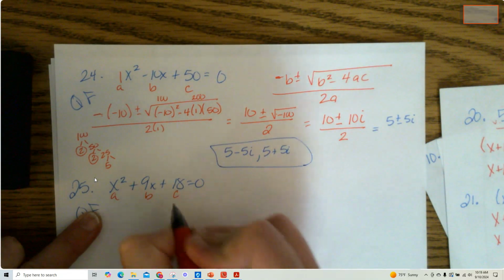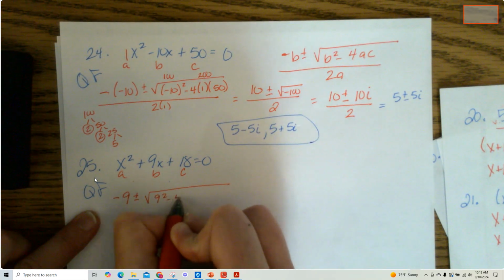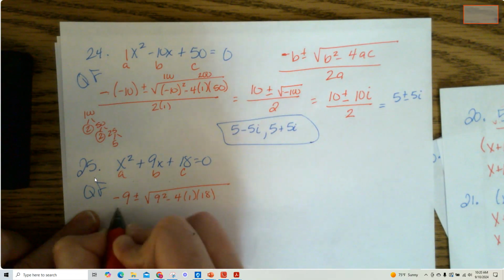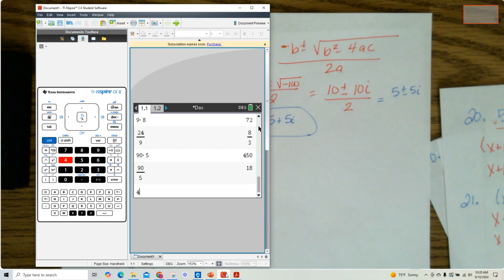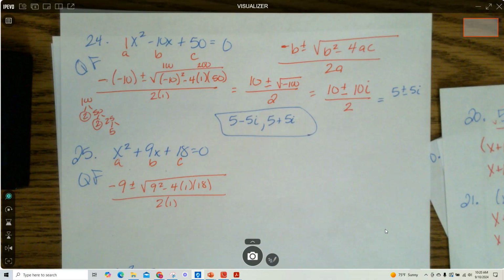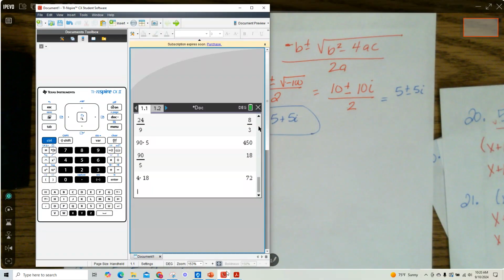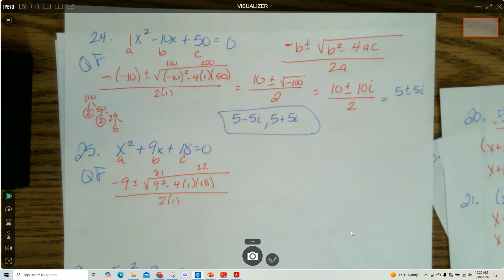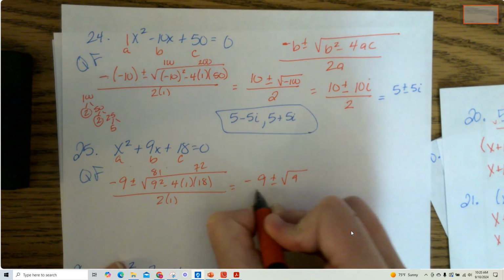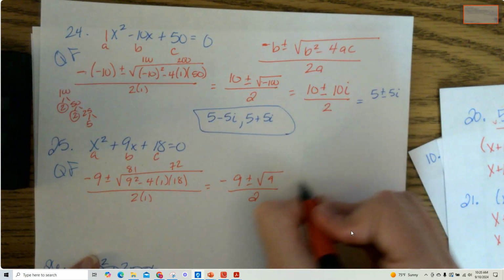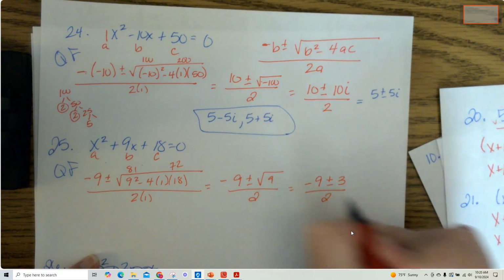So A, B, C. So negative B plus or minus the square root of B squared minus 4 times A times C over 2A. Let's see, 4 times 18 is 72. 9 squared is 81. So it gives me a 9 in there. So negative 9 plus or minus the square root of 9 over 2, which would be negative 9 plus or minus 3 over 2.